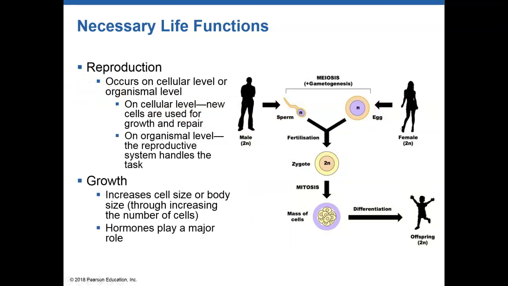All living things need to be able to reproduce, and we need to grow. So when you talk about reproduction, there's two types of reproduction. We have reproduction of cells. So think about your skin, just the top layer, what you look at, the skin.